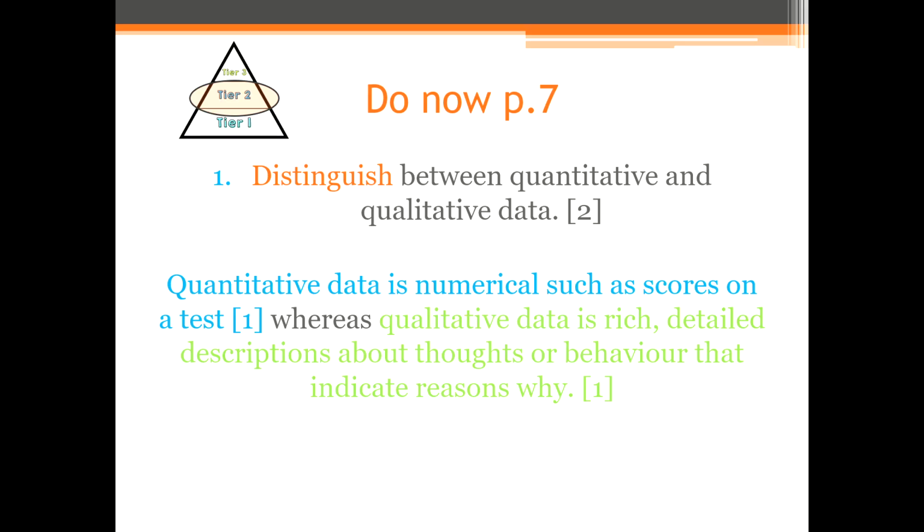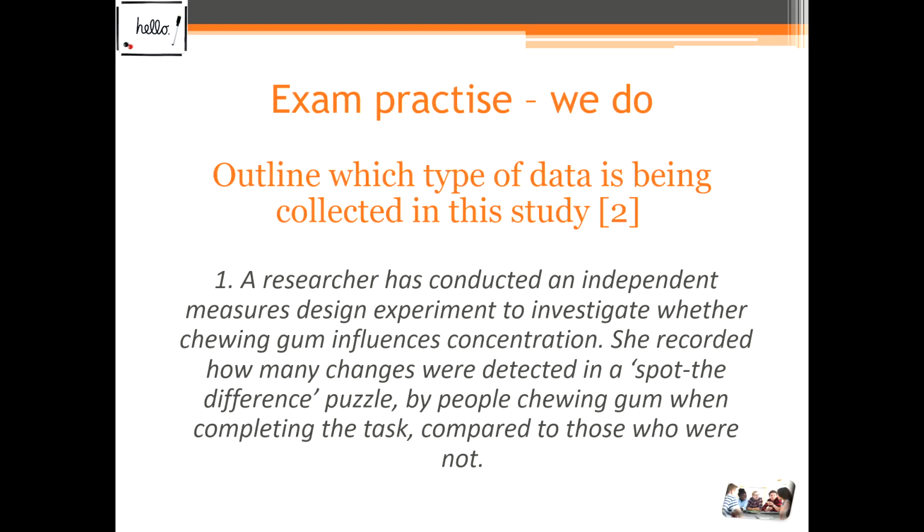So here we've got quantitative data is numericals such as scores on a test. So you want to put a little bit of an example, just so it's really clear. Whereas qualitative data is rich, detailed descriptions about thoughts or behaviour that indicate reasons why. It's probably a bit too detailed, you could probably cut that down a bit, but that's kind of like a perfect answer. And then let's have a look at a question.